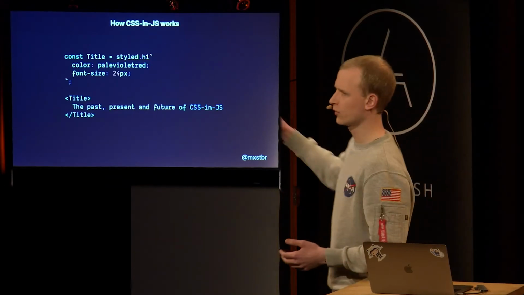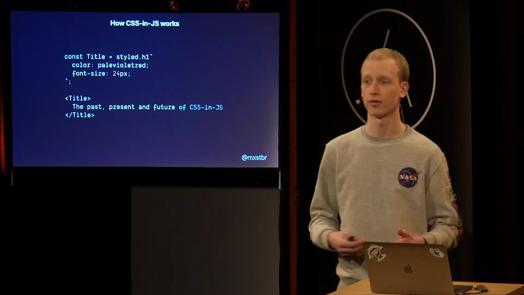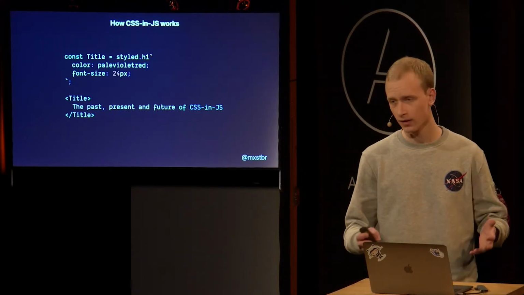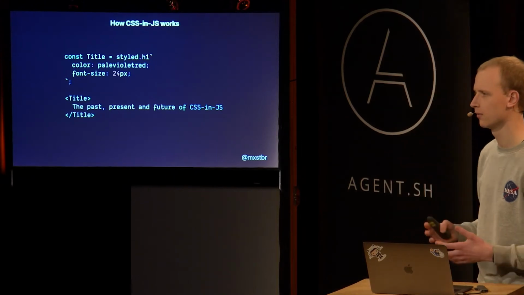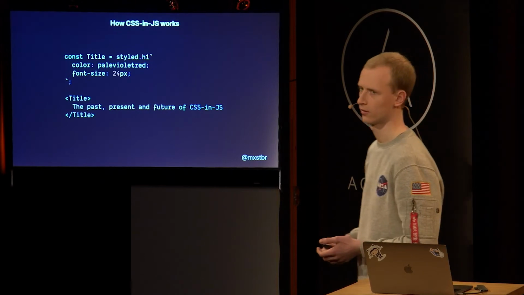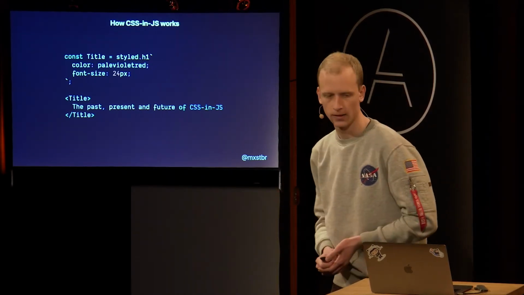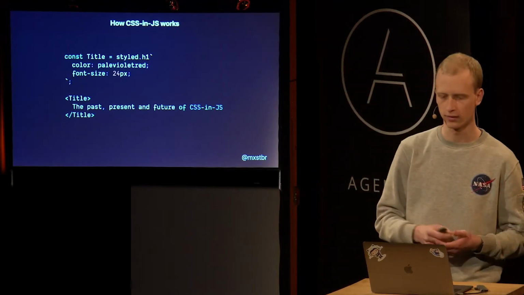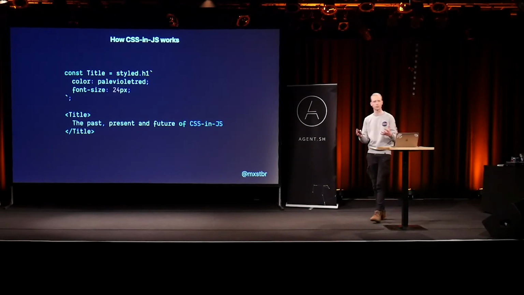CSS-in-JS in general looks something like this. You write your CSS in JavaScript. In this case, this is using the styled components library, which is the one that I created, but really almost any CSS-in-JS library will look kind of like this. What we have here is we define a title component. This title is a React component that renders an h1 HTML tag. That's why we say styled.h1. Essentially, our title React component is a styled h1 tag.